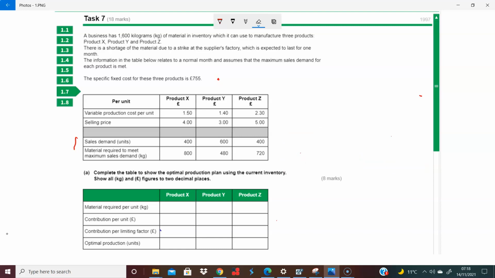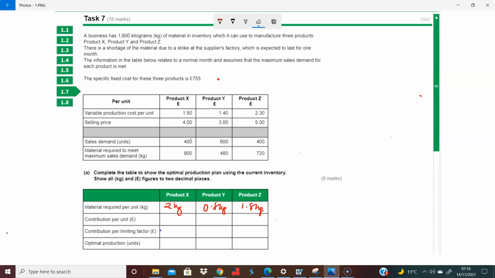So we need 800 kilograms to make 400 units. So I know I therefore need 2 kilograms to make one of these. I'm basically dividing 800 by 400. And 480 divided by 600 gives me 0.8 kilograms. And the same thing applies here: 720 divided by 400 is equal to 1.8 kilograms. Okay, right.